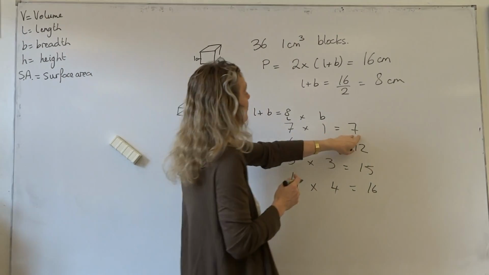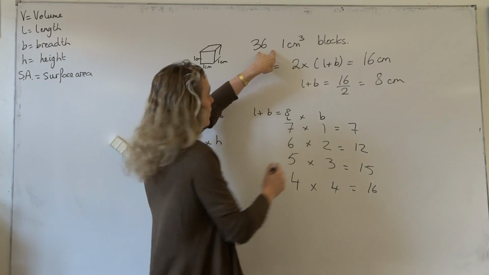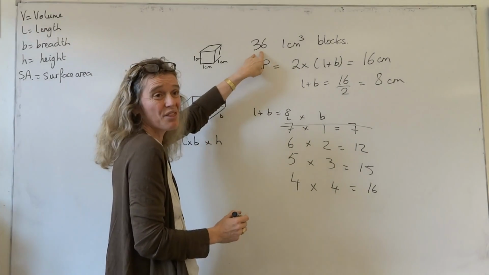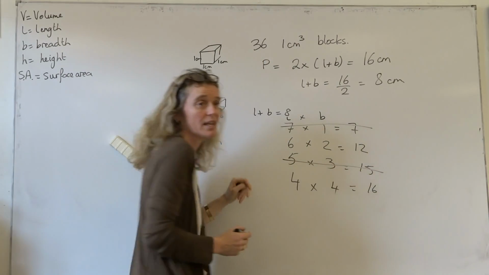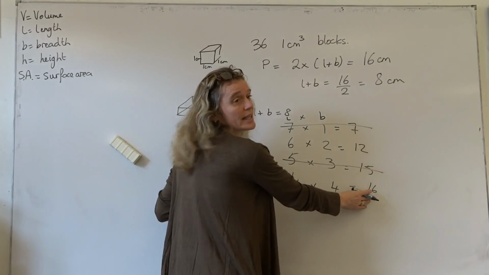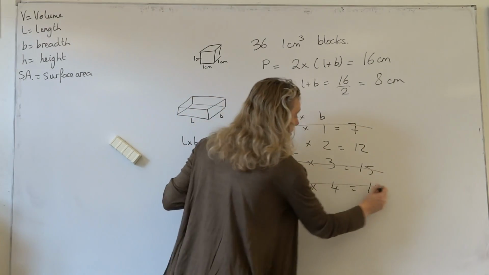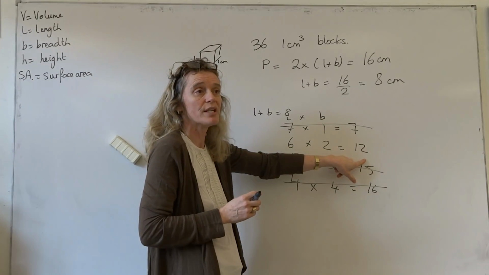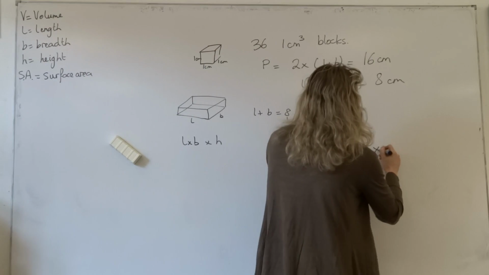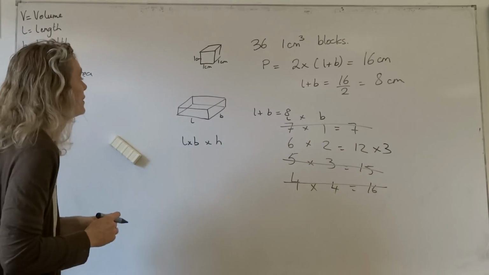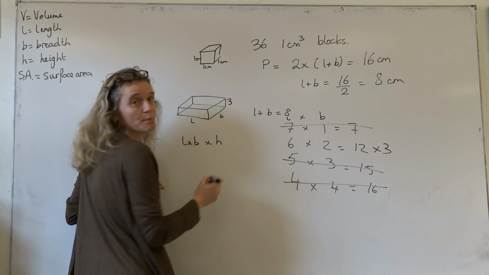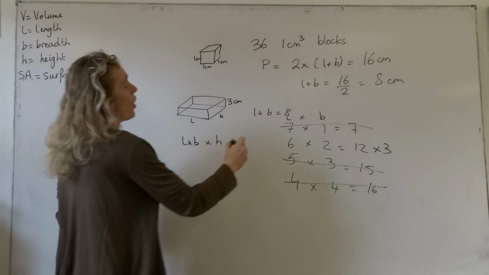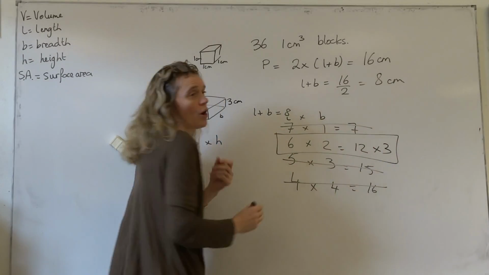If I multiply 7 by a whole number, am I going to get 36? No, it doesn't go. If I multiply 15 by a whole number, am I going to get 36? And I can get 30 and I can get 45, but I can't get 36. If I double 16, I'll get 32, but I'm not going to get 36. There's only one of these combinations that I can get as a factor of 36. If I times 12 by 3, I'll get 36. So the height must be 3 centimeters, 3 blocks high. Because that's the only one that will give me a factor of 36.